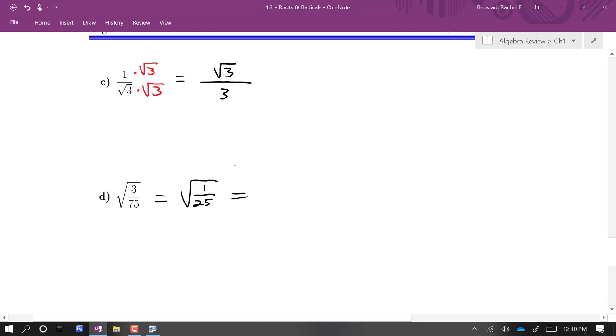And now I'm going to split up this radical over division. So I've got root 1 over root 25. And in fact, 1 and 25 are both perfect squares. It's just 1 over 5. So I didn't need to employ that trick where we multiply by a radical. This simplified really nicely without having to do that. I simply had to use the fact that I could split up a radical over division.